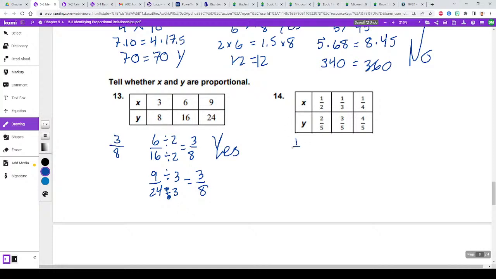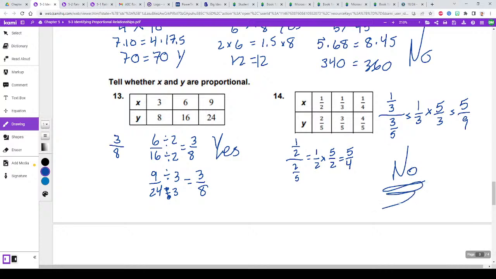Over here, 1/2 over 2/5. Keep, change, flip. 1/2 times 5/2 is 5/4. Okay, we've got our mark. 1/3 and 3/5. Keep, change, flip. That's 5/3, and so that's 5/9. 5/4 and 5/9 are not the same. I don't need to do the last one. That's a big nope.